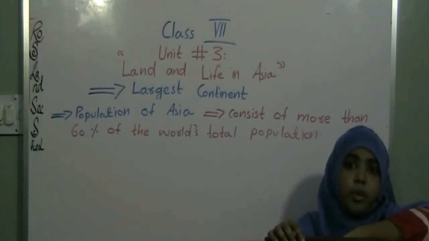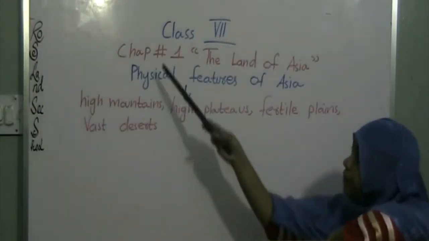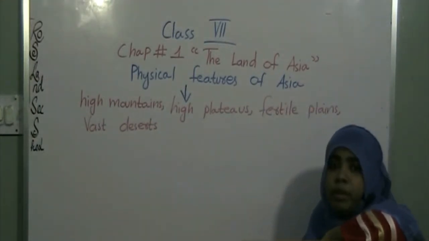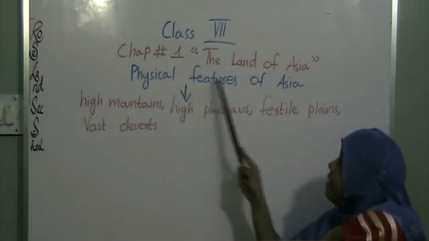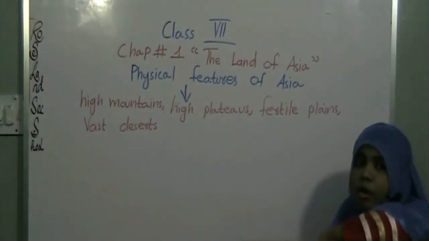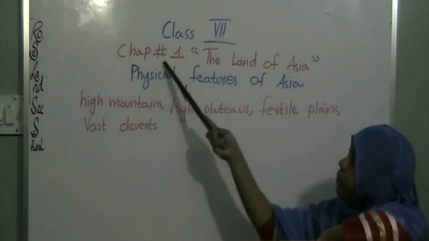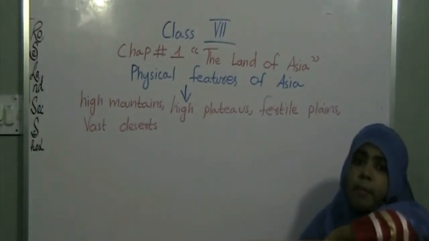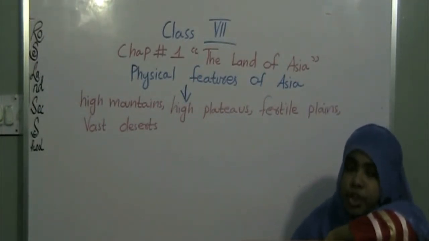Now class, come to chapter number 1, the land of Asia. In this chapter, we will read about the physical features of Asia.